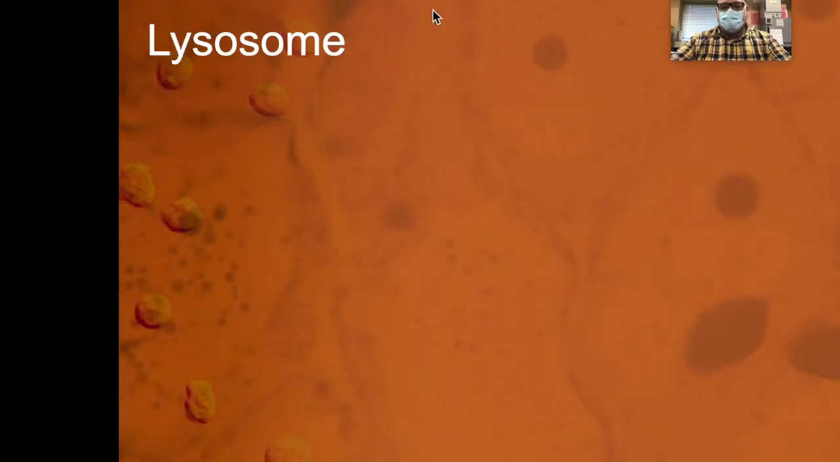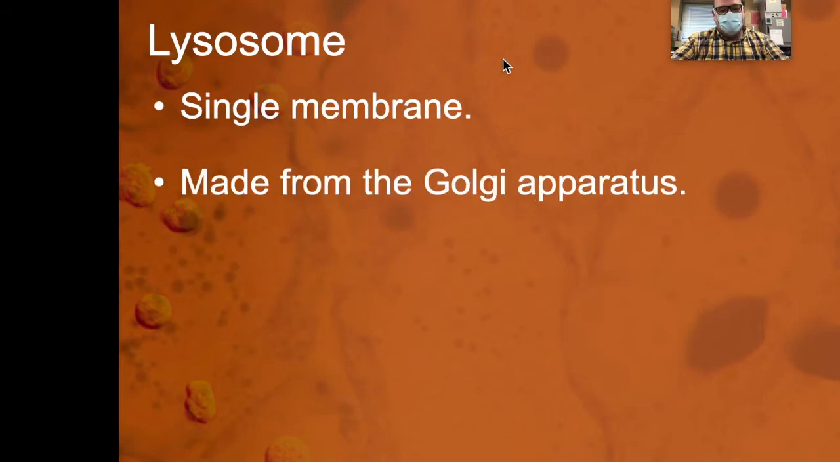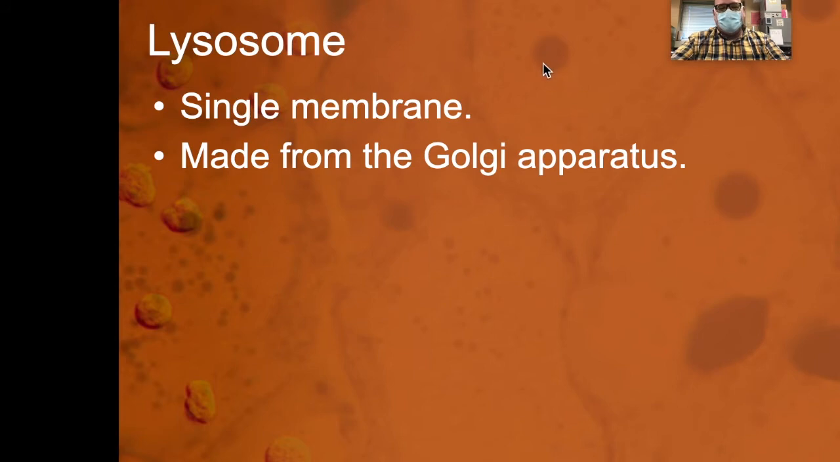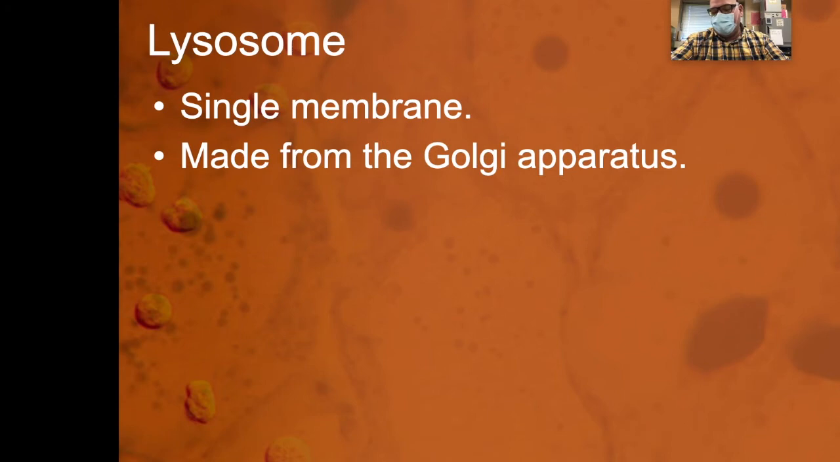Let's talk about lysosomes. Lysosomes have a single membrane and they're made by the Golgi. These are very simple things. Single membrane, made by the Golgi. Let's talk about their function. So your structure is already done.